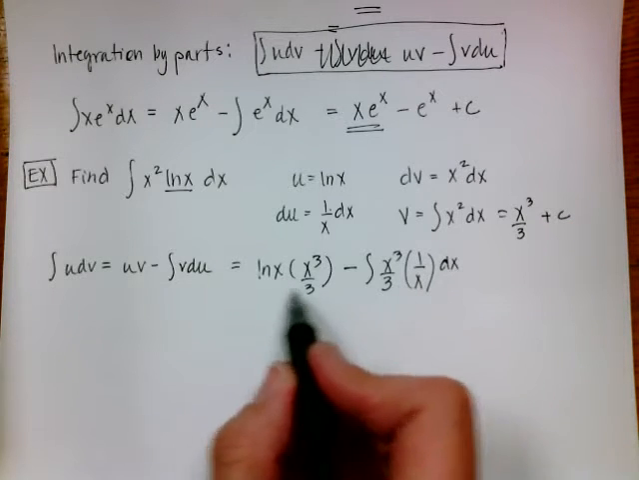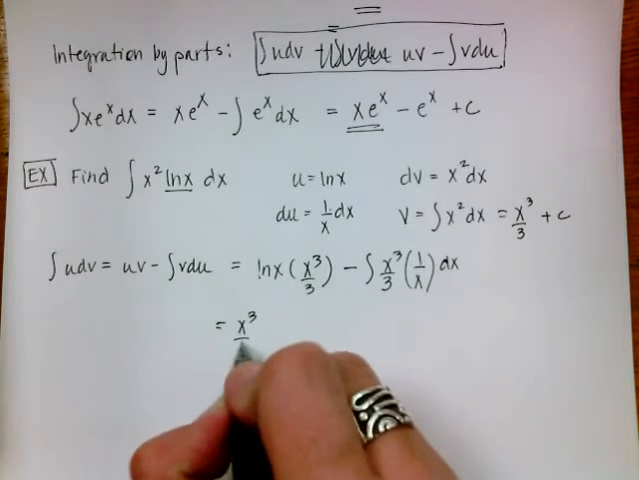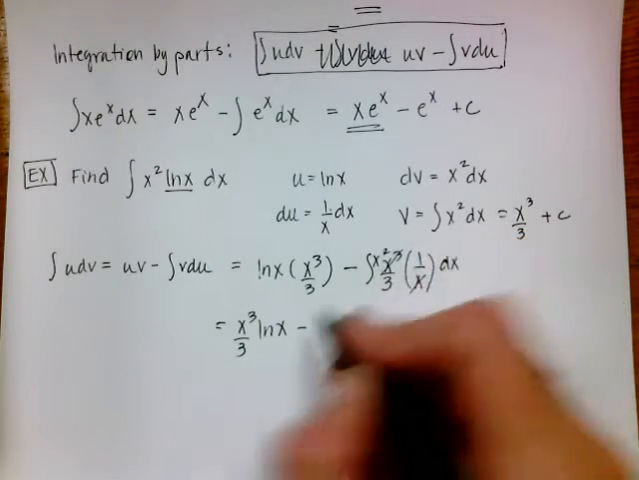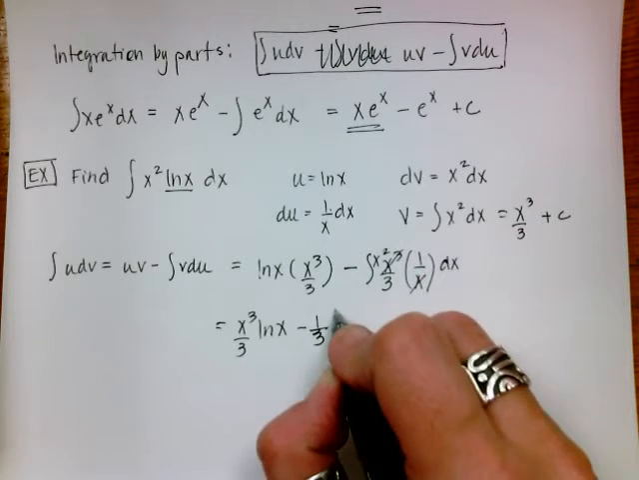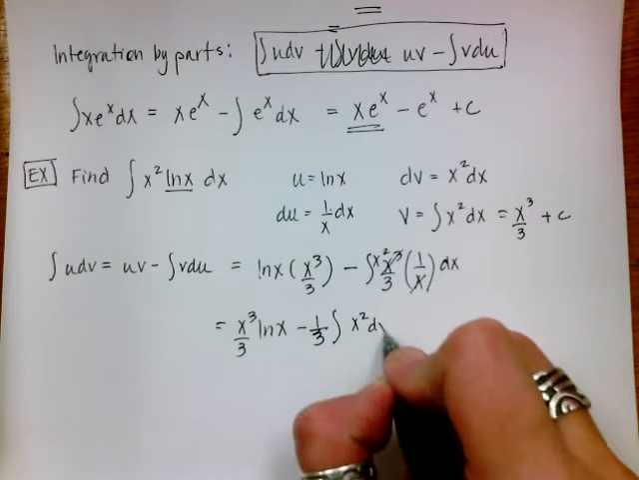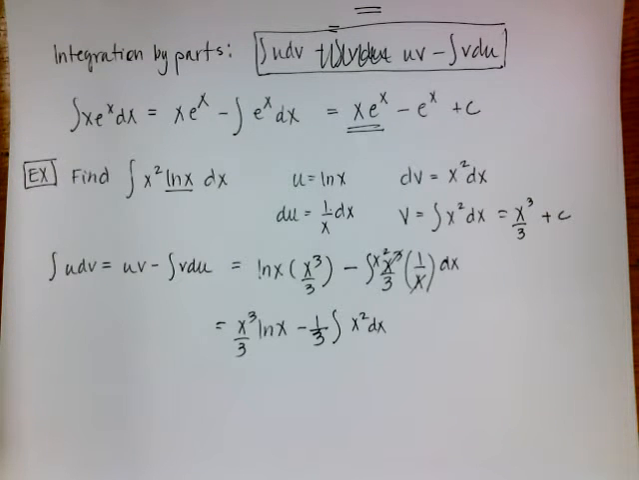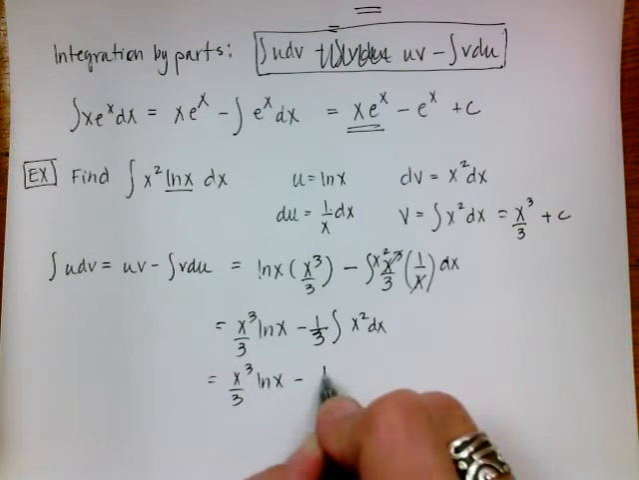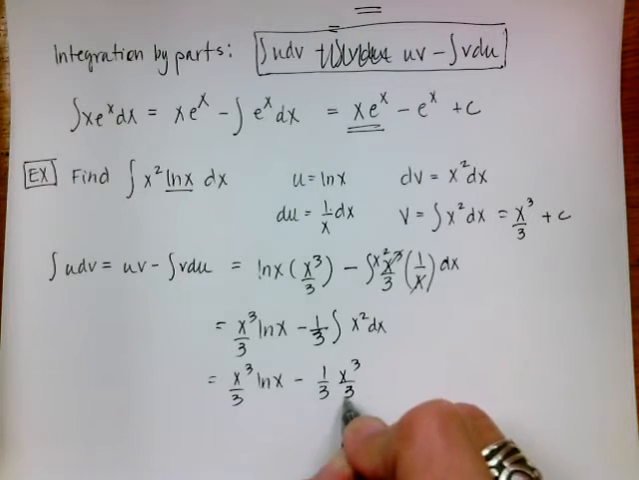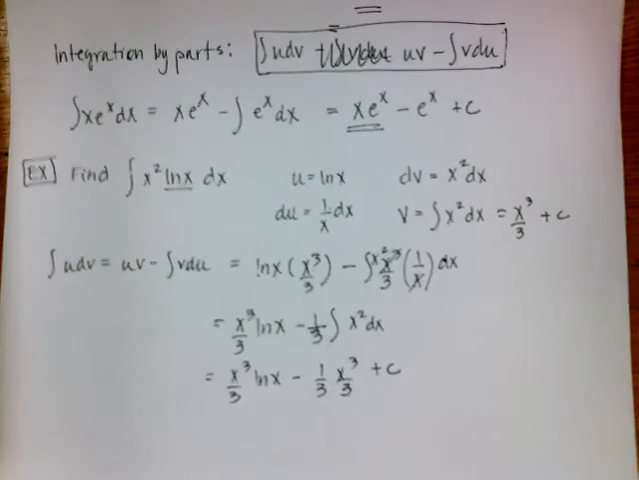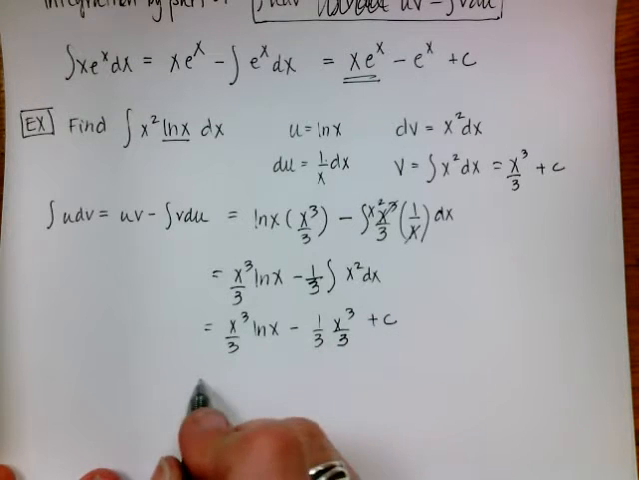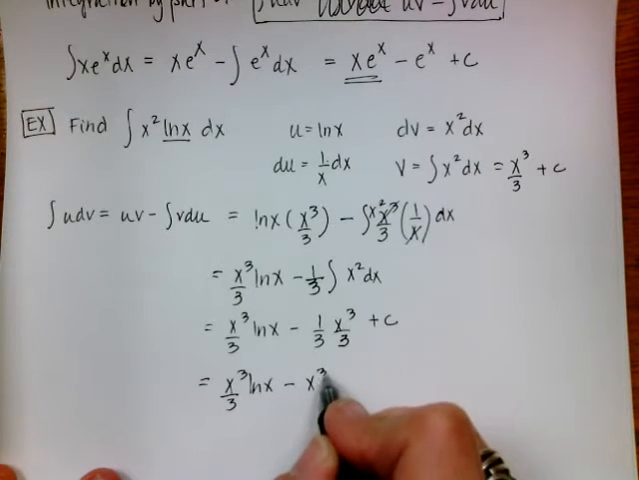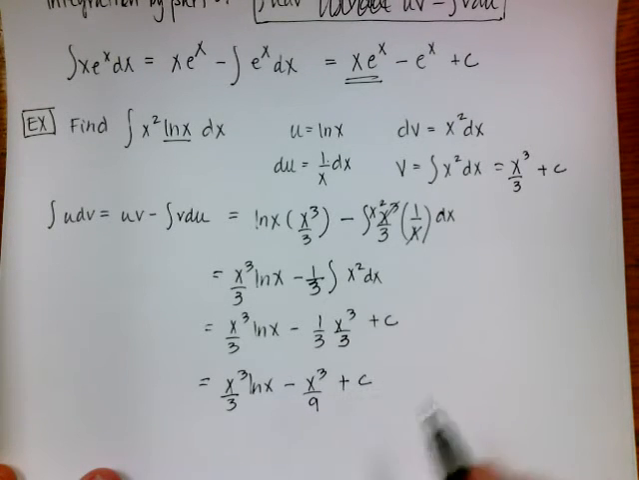So I do have to do this, but I'm going to rearrange this and pull this guy out front because it's polite, natural log of x, and then I have x goes into that x squared, pull the 1/3 out front, integral of x squared dx, right? So this is going to equal x cubed over 3 natural log x minus 1/3 x cubed over 3 plus c. You have to have that c in there. Fix this a little bit, and I have x to the third over 3 natural log of x minus x to the third over 9 plus c.